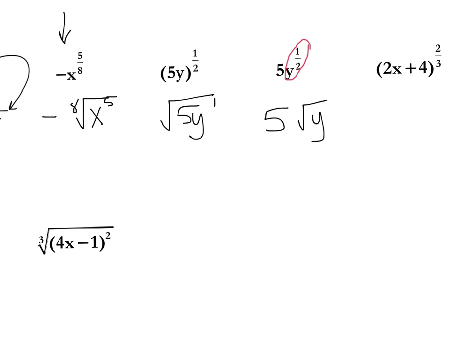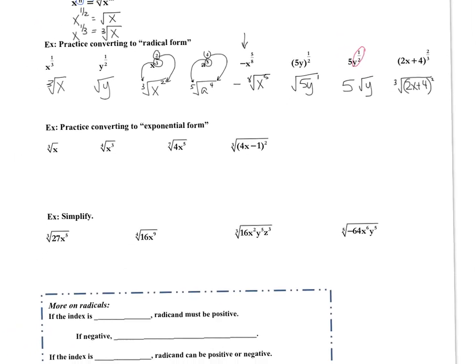And then last one, we've got some stuff in parentheses, so I'm going to put all that inside a radical. And the top number goes in the radical. I'm going to put parentheses around it because the 2 is going to everything in all that parentheses. And then the bottom number of the fraction goes on the outside. So that, my friends, is how you translate between those two different languages.